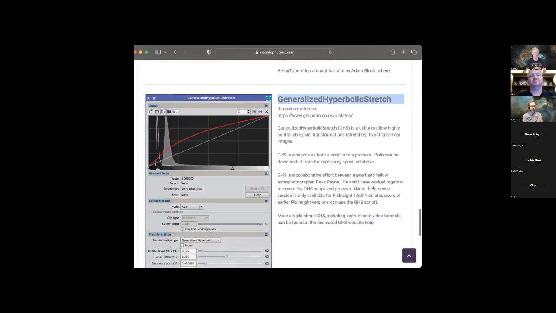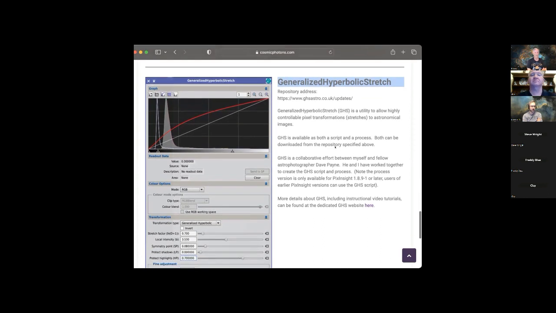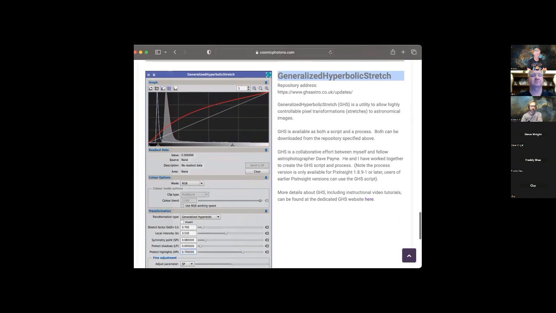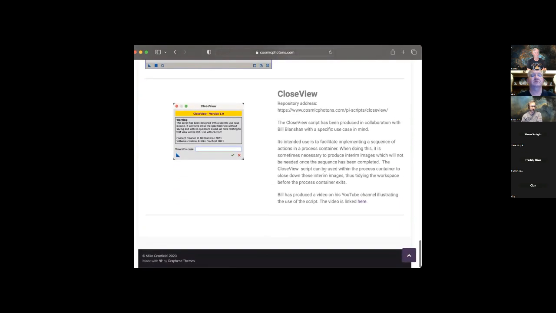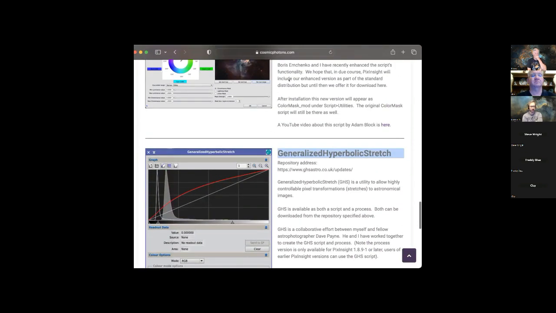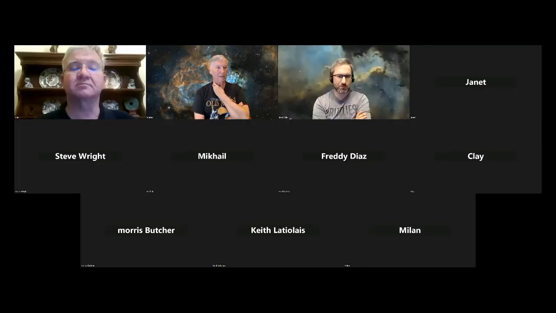And he even has this one here. Everybody's starting to use this one, generalized hyperbolic stretch. But I think this is a good website for us PixInsight people, especially. Yep. Yeah, that's good. Cosmic Photons.